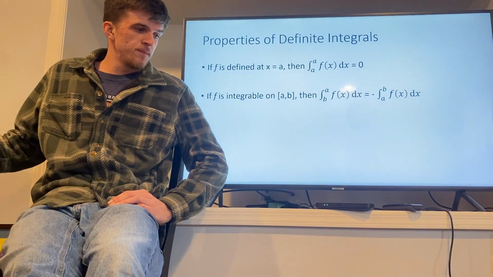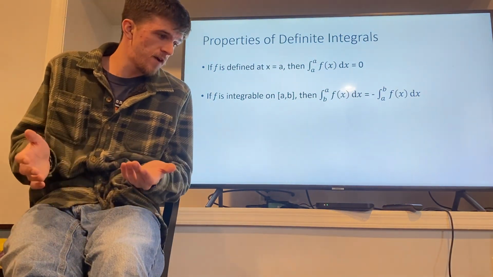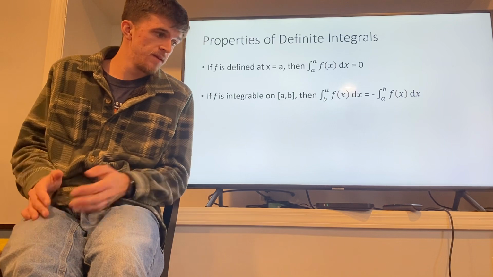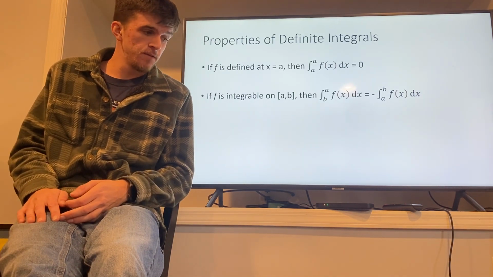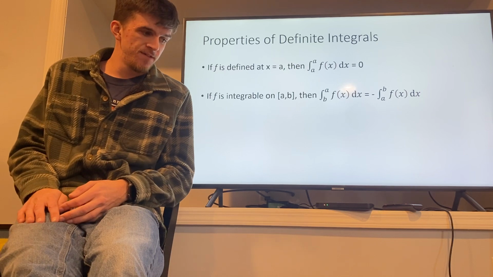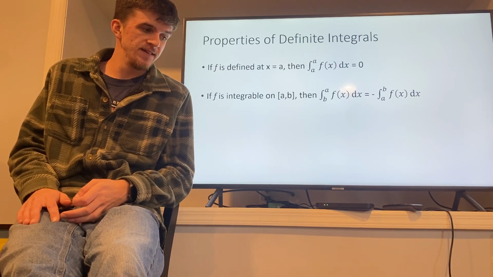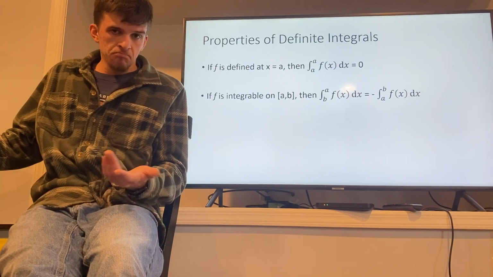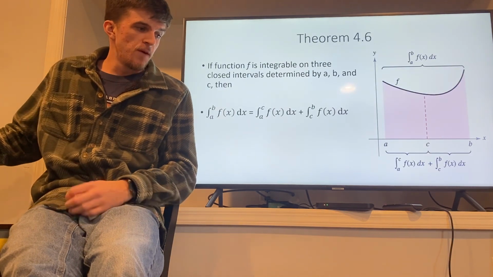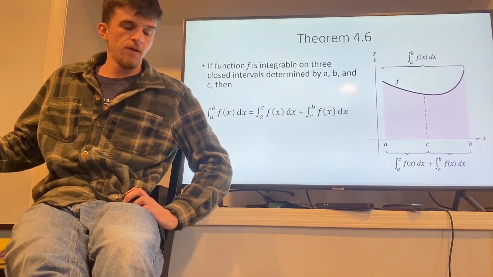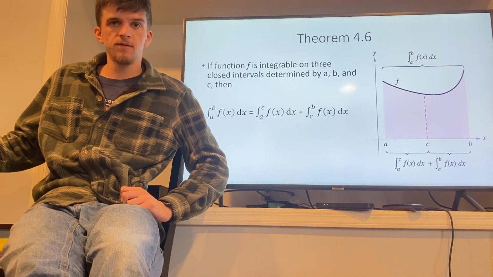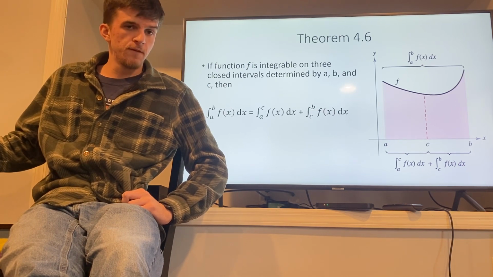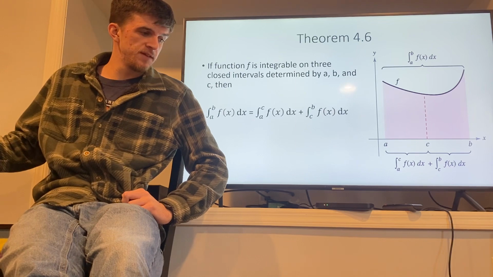Alright, so some properties of definite integrals. If f is defined at x equals a, then the integral of f from a to a is going to be 0. If f is integrable on the closed interval [a, b], then the integral of f from b to a is the opposite of the integral of f from a to b. Theorem 4.6 states if the function f is integrable on three closed intervals determined by a, b, and c, then the integral of f from a to b is going to be equal to the integral of f from a to c plus the integral of f from c to b.